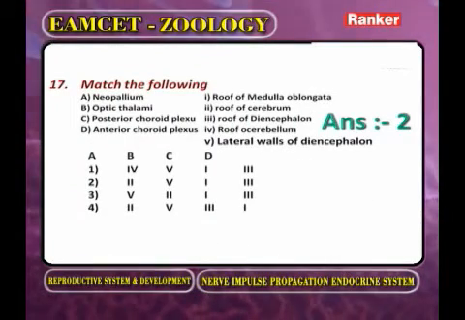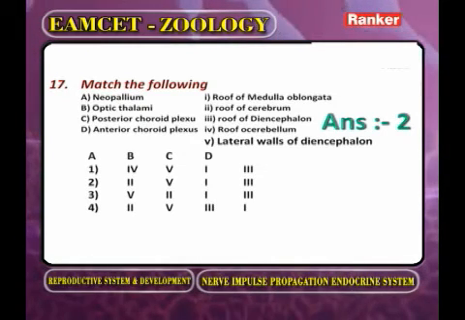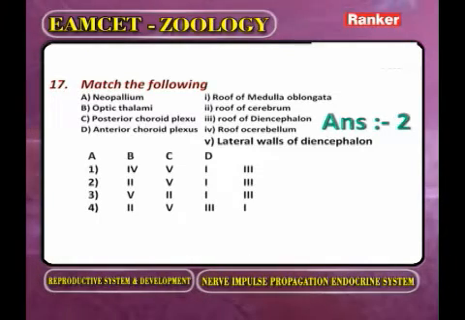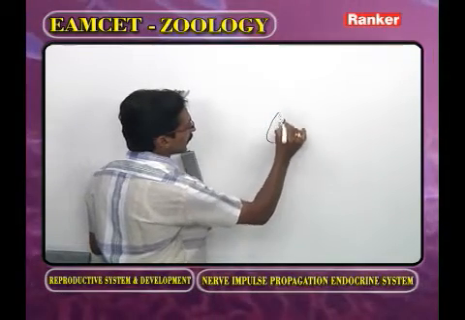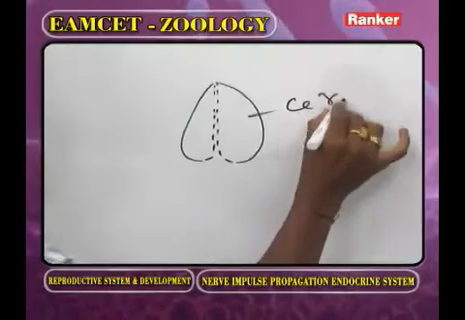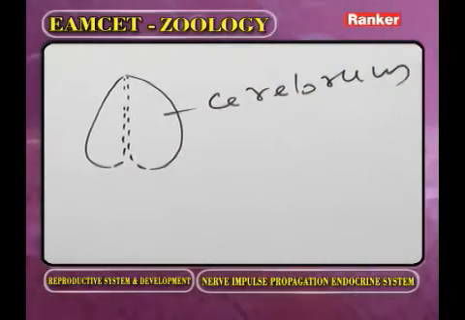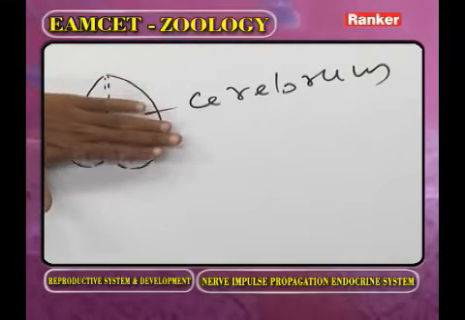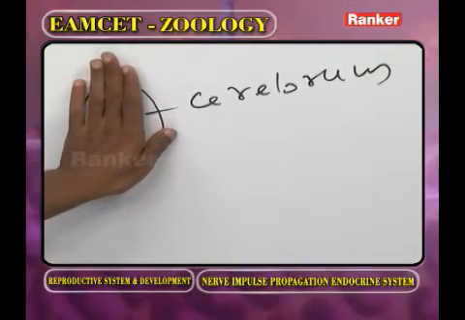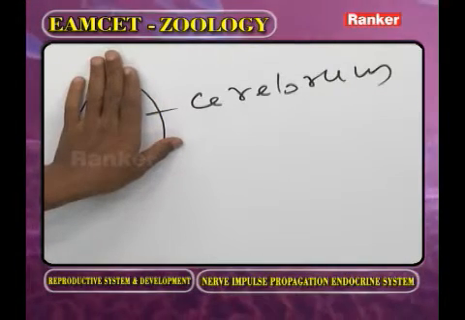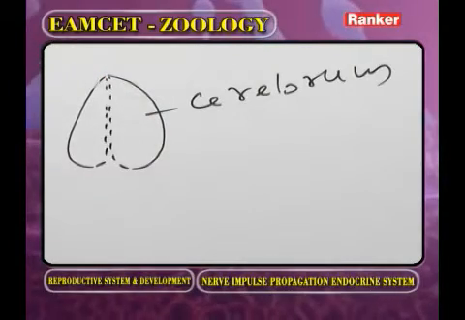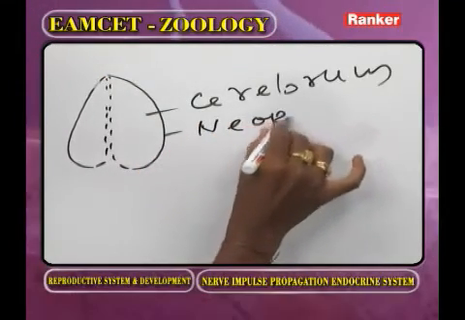Now as we observe list 1: neopallium, optic thalami, posterior choroid plexus, anterior choroid plexus. Now this part we call the cerebrum. This is the dorsal side of the cerebrum. The dorsal side of the cerebrum is gray in color. The dorsal side of the cerebrum is called the neopallium.